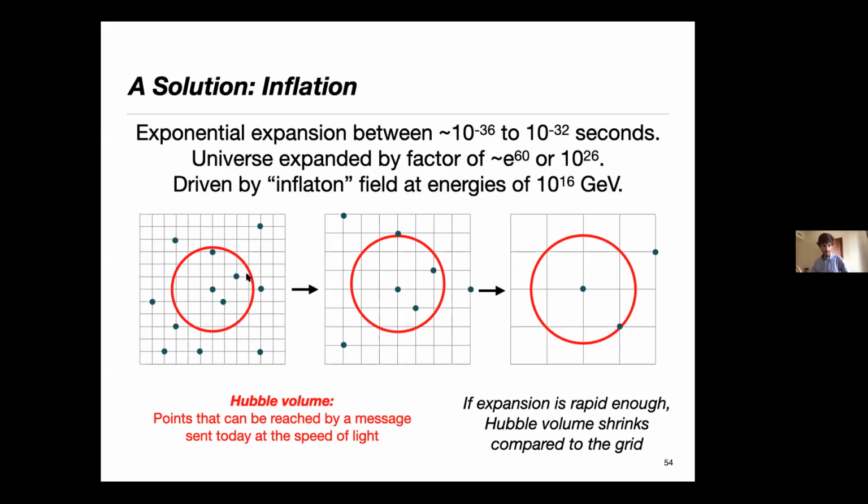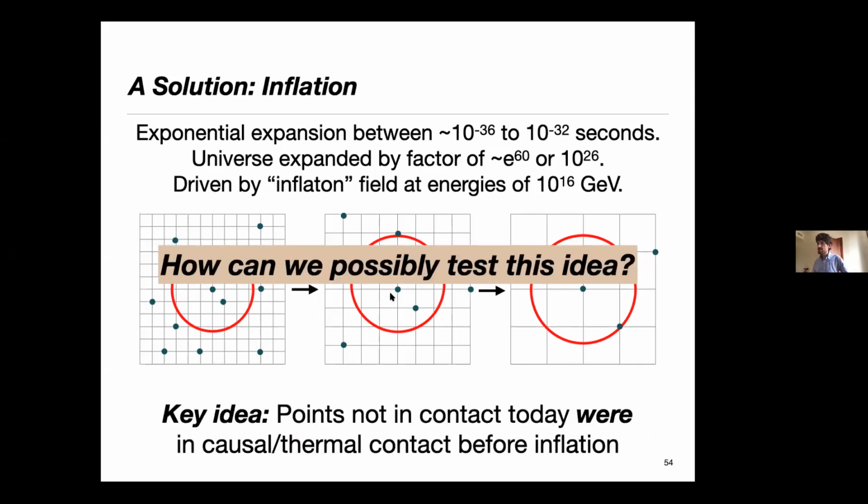It also solves the flatness problem, but I won't go into that because it's a little more technical. Right. So you might then ask the question, okay, this is very abstract. You've talked about inflating points on a grid. How could you possibly test this, especially since we're saying that this process is happening at these absurdly early times and extremely high energies? How can we actually look for evidence of this process, and why is it not just speculative nonsense?